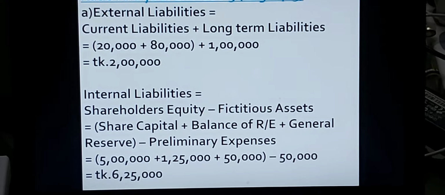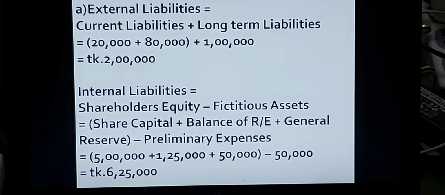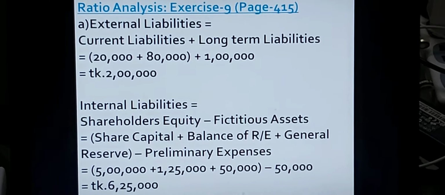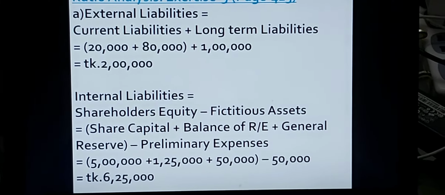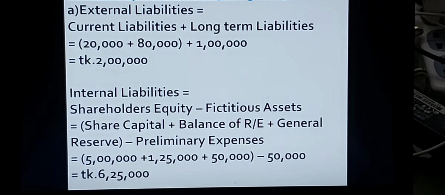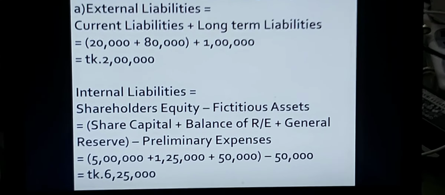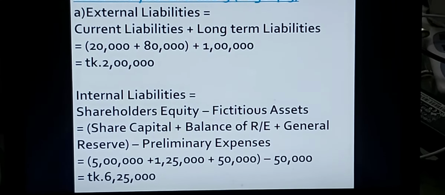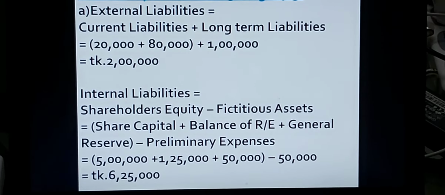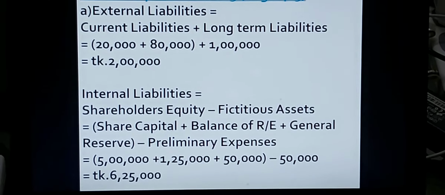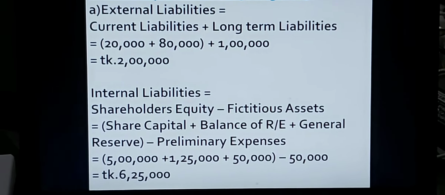So the total amount of current liabilities is taka 1 lakh. For long-term liabilities, only one item is available, that is the 10% mortgage loan, the amount taka 1 lakh. So you can easily get the total amount of external liabilities: current liabilities 1 lakh, long-term liabilities 1 lakh, total external liabilities taka 2 lakh.